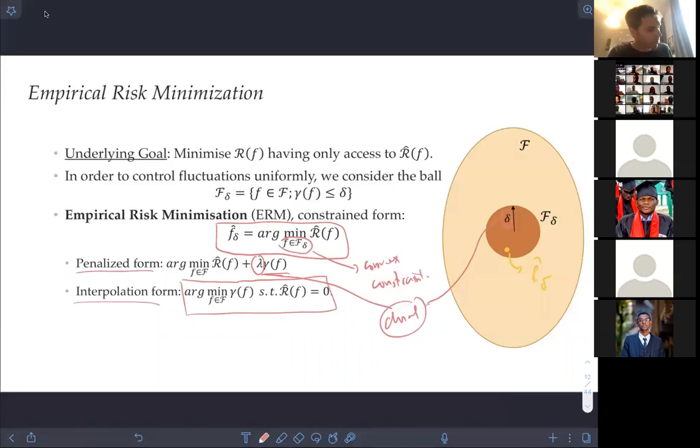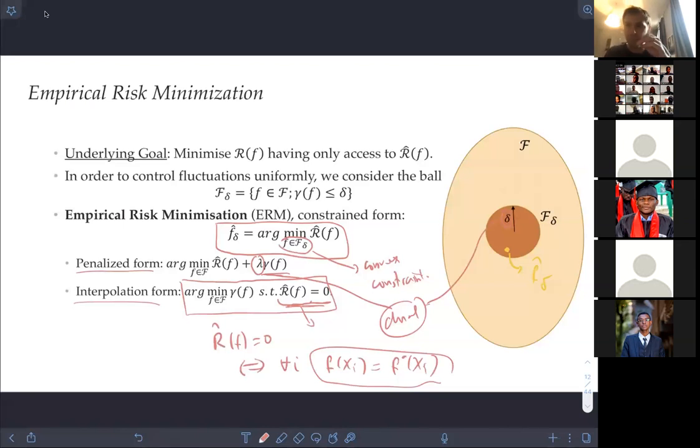So I can even afford to find functions that completely fit the data. Having an empirical risk that is zero, what does it mean? Let's think about least squares. This is equivalent to saying that for all i, my function is equal to the target. This is equivalent to saying that your L2 error empirically is zero. So amongst all the hypotheses that pass through the data, I'm going to choose the one that has smallest complexity.